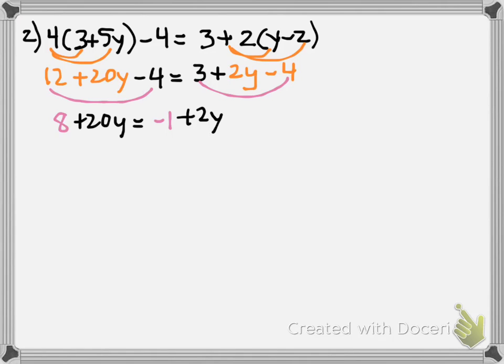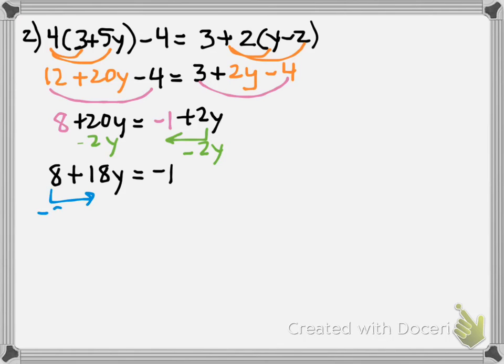And now what we're going to do is opposite operations. And we're going to start with taking the variables to the left. So the opposite of adding 2y would be subtracting 2y from both sides. Always, it's equality, so I take care of things on both sides. So I have 8, and then bigger number here is positive. 20 take away 2 is 18, so I get plus 18y equals just negative 1, because the 2y's canceled out. Now I'm going to get my constants to the right by doing opposite of 8 is subtracting 8.